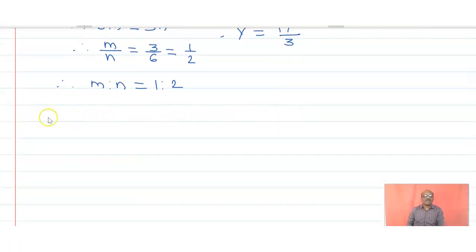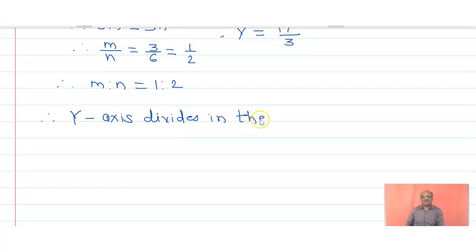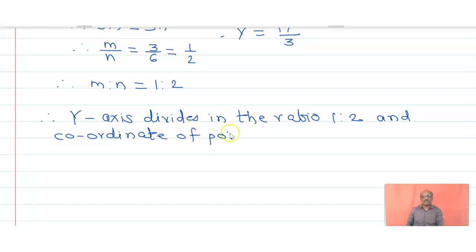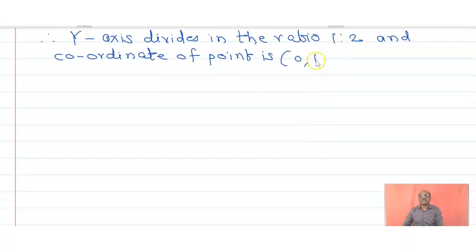Therefore, now here, therefore, y axis divides in the ratio 1:2 and coordinate of point is, that is the coordinate of division is, that is the x is 0 and what about the y? 17 upon 3.